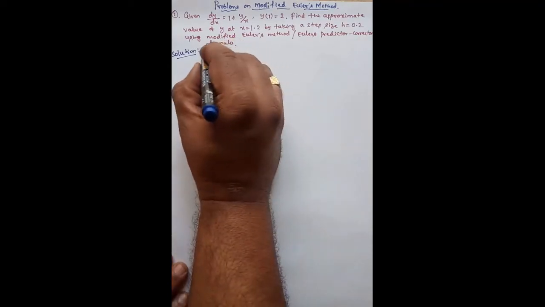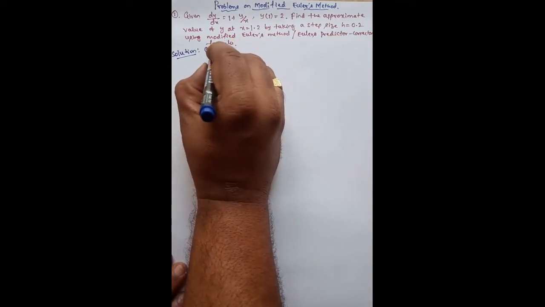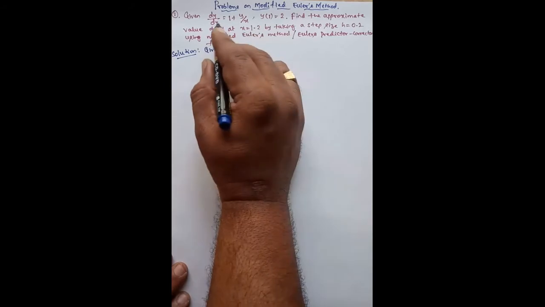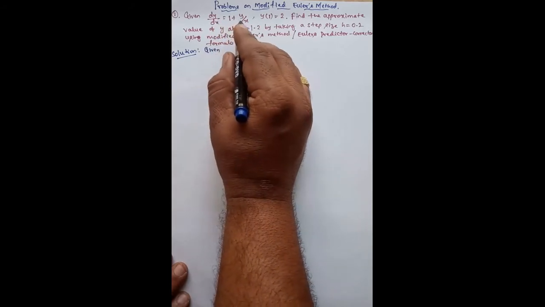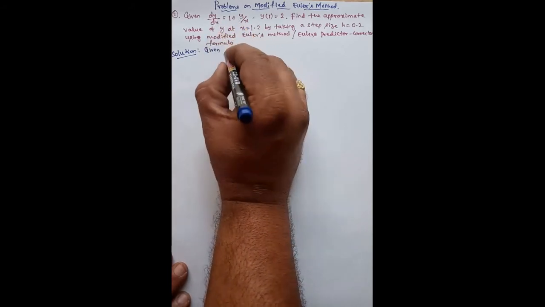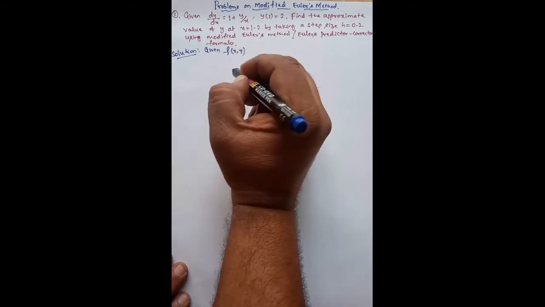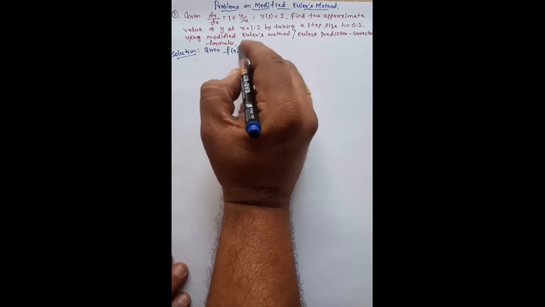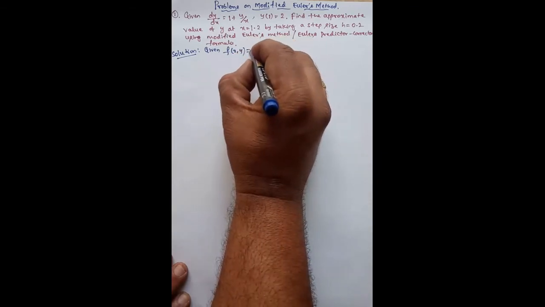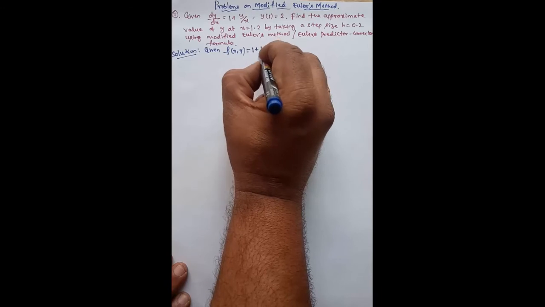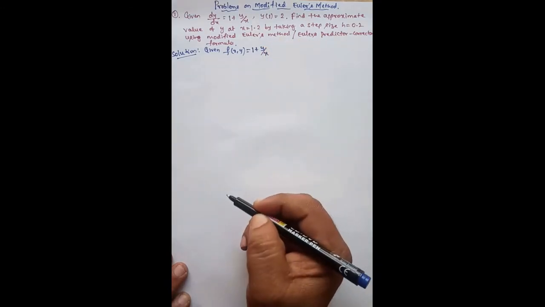First, I'll write the given data. Given dy by dx is equal to 1 plus y by x. You know, dy by dx can be written as f of x comma y. So f of x comma y equals 1 plus y by x.